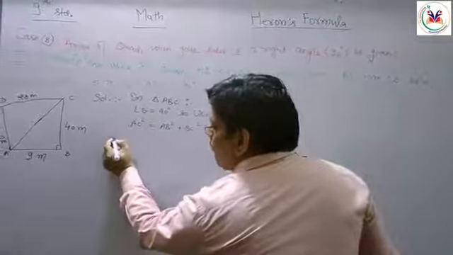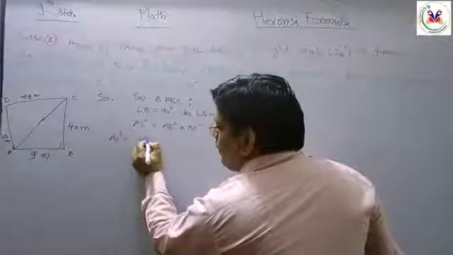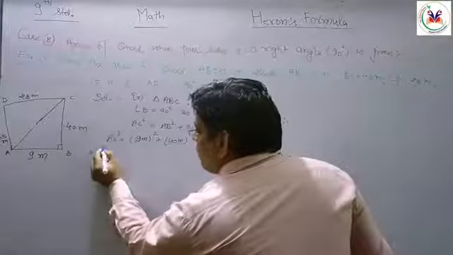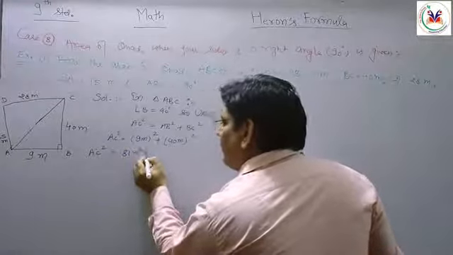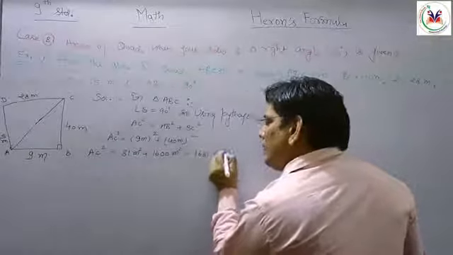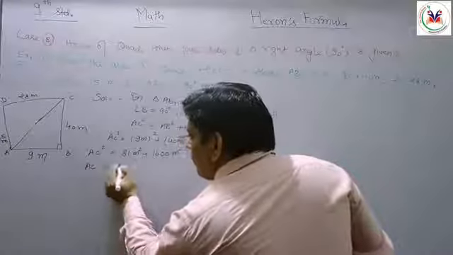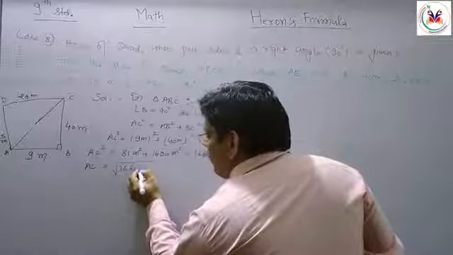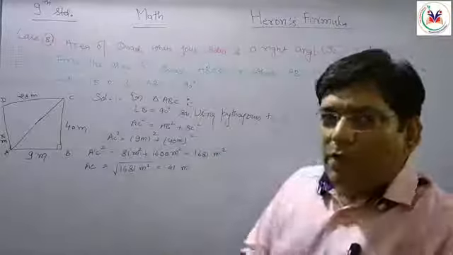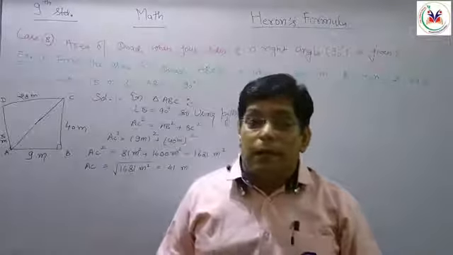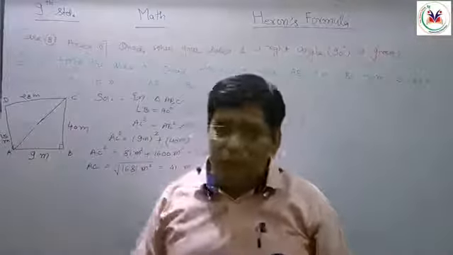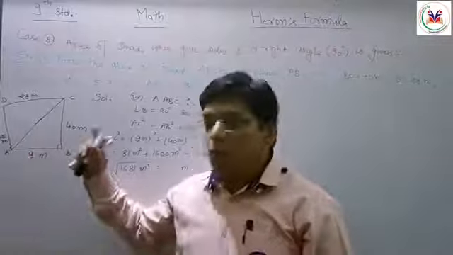Now AC square we should calculate. AB 9 meter square, plus 40 meter square. Now what should we do? AC square equals 81 meter square plus 1600 meter square, that will be 1681 meter square. And when we calculate AC, that will be under root 1681 meter square, or that will be 41 meter. Is that clear? So whenever one triangle is a right angle triangle, in that situation using Pythagoras theorem we have to calculate the hypotenuse, or you can say the diagonal of that given quadrilateral.